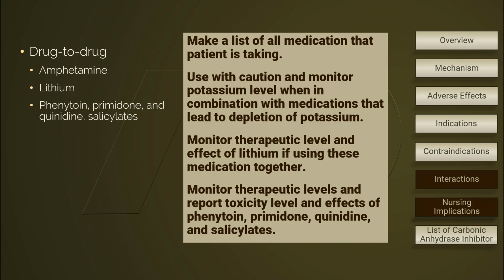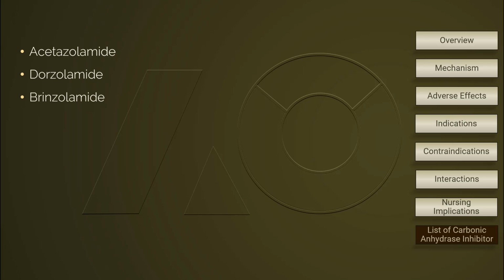Monitor therapeutic levels, as well as monitor and report toxicity levels and effects of medications like phenytoin, primidone, quinidine, and salicylates, if the patient is using these medications while on acetazolamide therapy. Acetazolamide can be given via oral or IV route. It is used for glaucoma and mountain sickness. Dorzolamide and brinzolamide are used topically for glaucoma. They do not cause systemic effects.